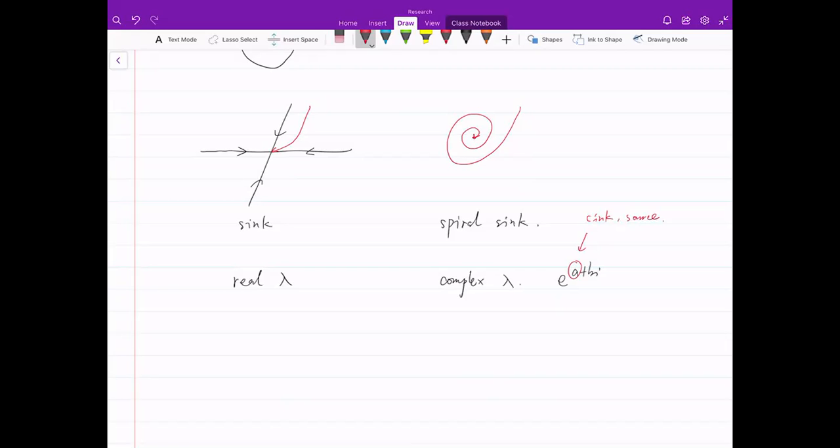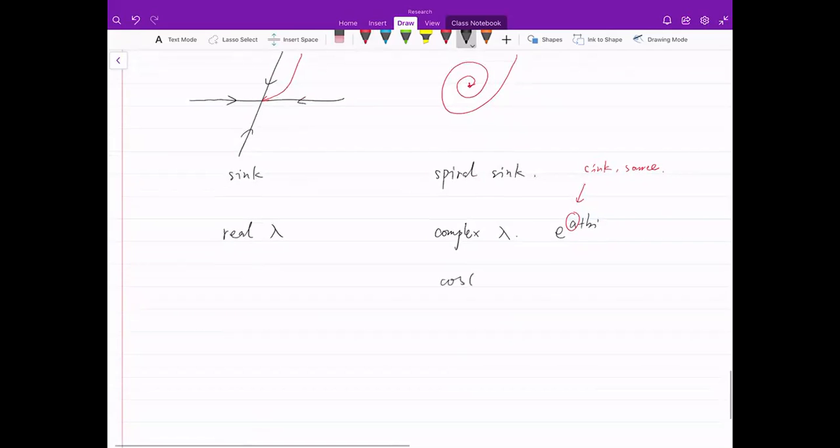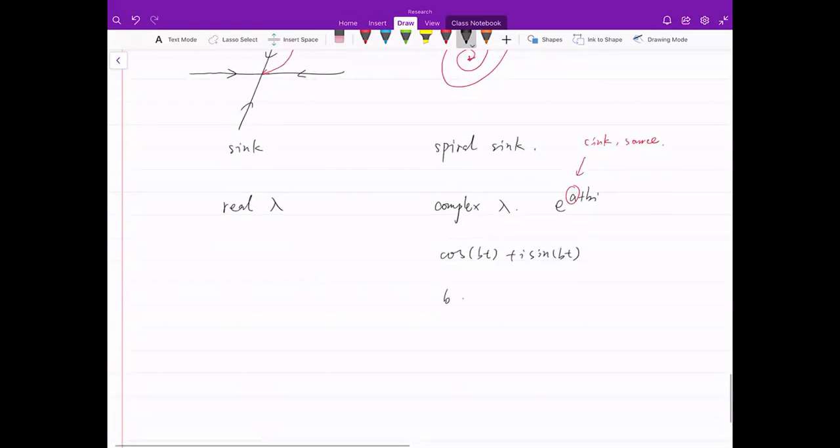B, what does B do? Well, B determines cosine Bt and sine Bt. So B is actually the frequency. Okay, a bigger B just means this one spirals quicker. So B is almost like an angular frequency. Roughly, depending on how you take the unit, you can basically multiply it by 2 pi if you want, or divide it by 2 pi.